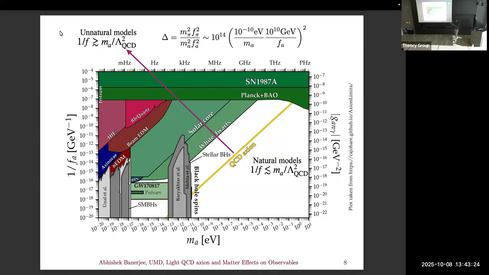Why? Because you need to somehow do something to get there. It's not easy. And how much is the tuning? So this is the delta. I wrote it as tuning, and the tuning goes as how far you are going in these directions, the direction of the arrow. For a mass of, let's say, 10 to the minus 10 eV, this line, and an Fa of 10 to the 10, so somewhere around here, your tuning is of the order of 10 to the 14.